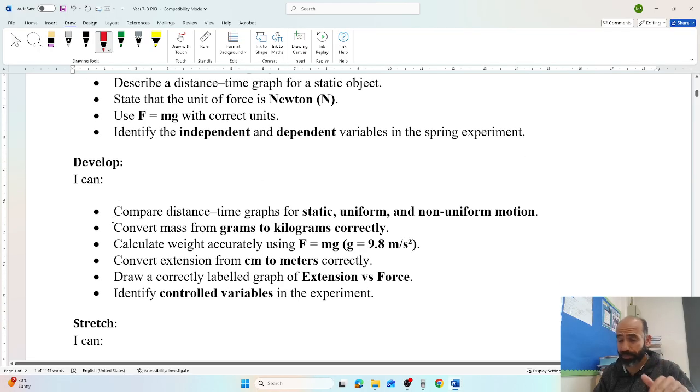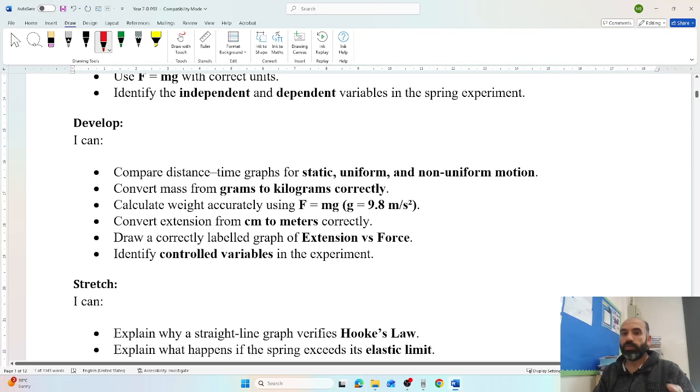If we have a deeper understanding, you will be able to compare the distance time graph for a static or a moving object, whether it's moving with uniform or non-uniform speed or velocity. You will be able to convert mass from grams into kilograms. You will learn how to do it just by dividing the mass in grams by 1000. Then you have converted it into kilograms.